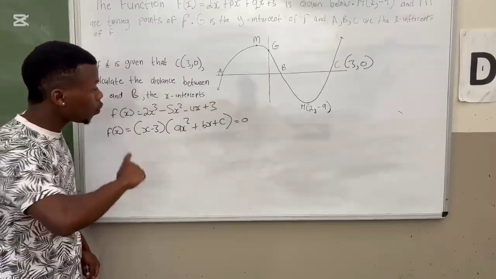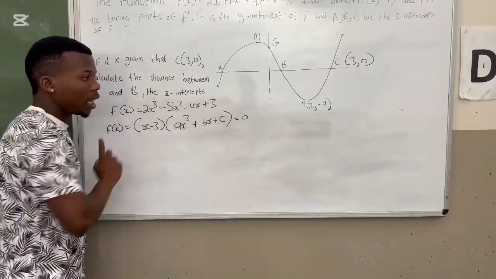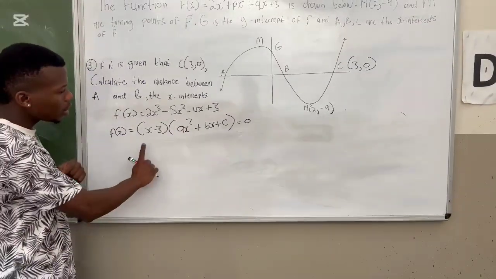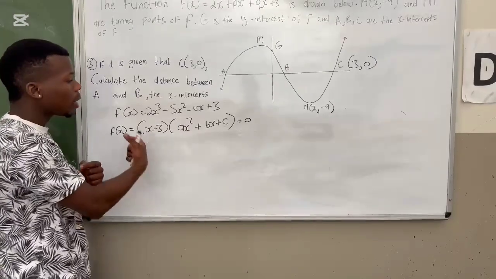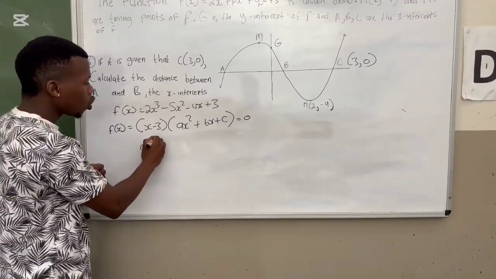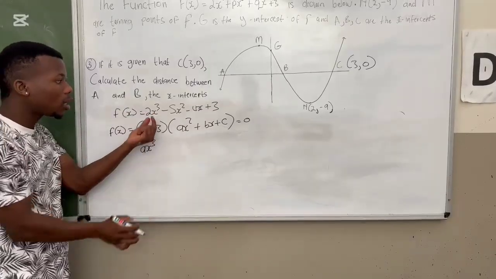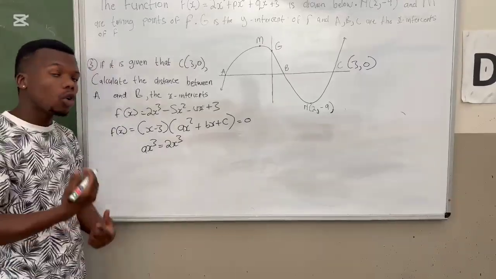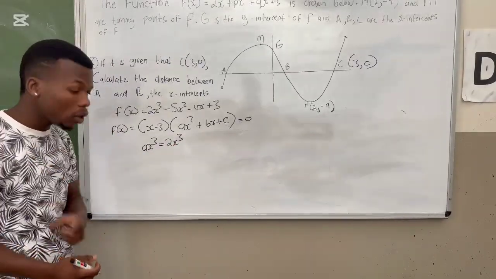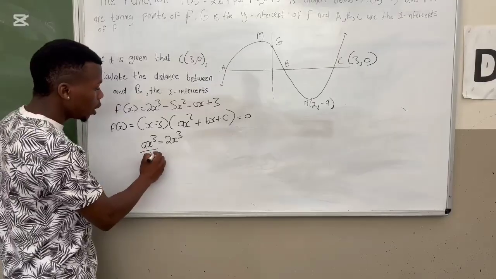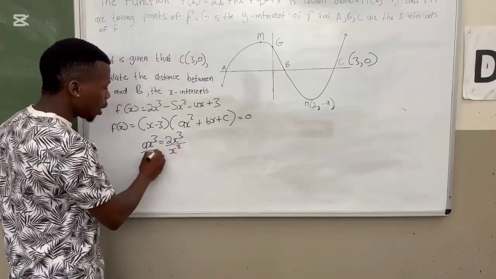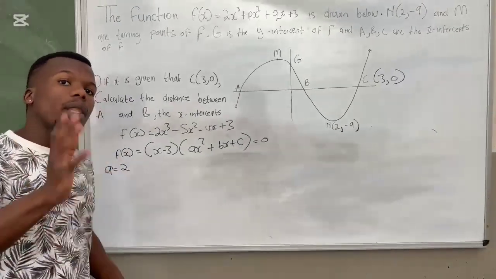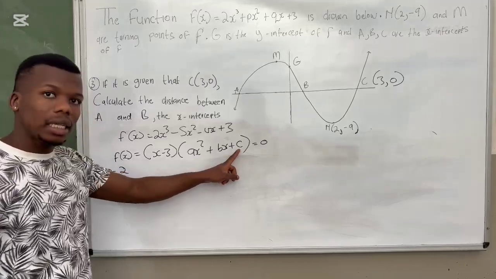I need to find the values of a, b, and c. How do I find the values of a, b, and c? Now, remember that if I multiply x and ax squared, it must give me ax cubed. This must be equal to the component that contains x cubed. This is going to be equal to 2x cubed. And then I'm going to divide by x cubed both sides to solve for the value of a. Remember, this is going to be x cubed divided by x cubed. And then I have a is equal to 2.